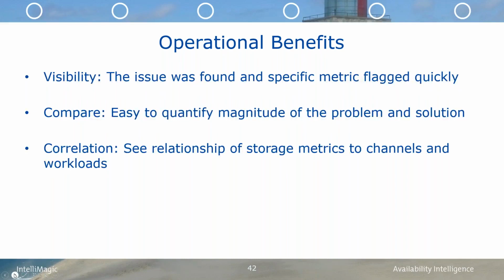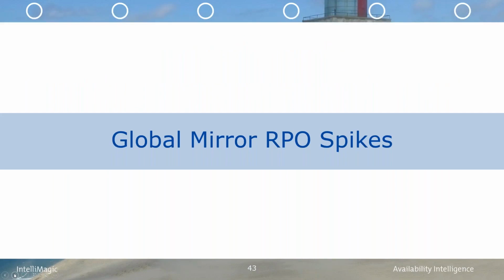Okay, let's move to the next slide, please. I'm going to try to pick up the pace here a little bit. So the next one is related to replication, and it's global mirror RPO spikes. So this is IBM Global Mirror.